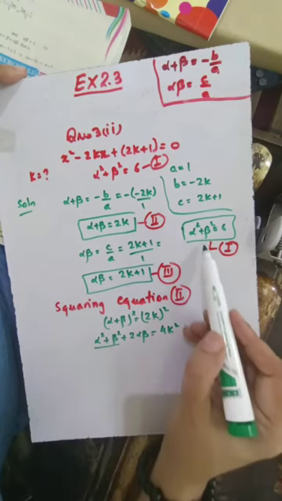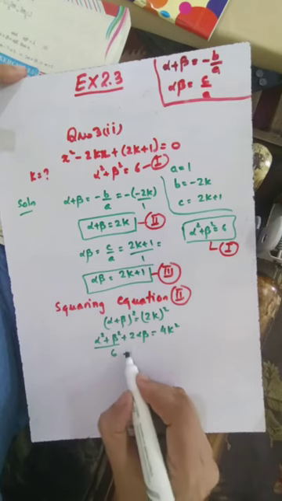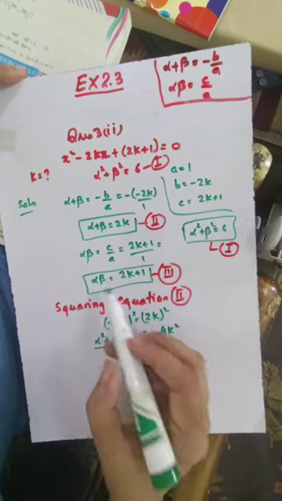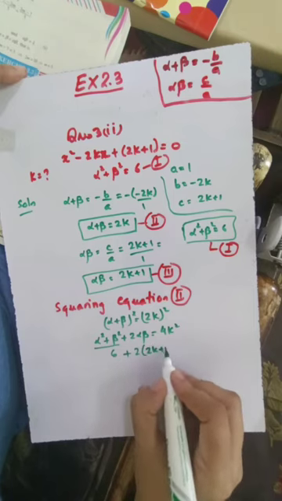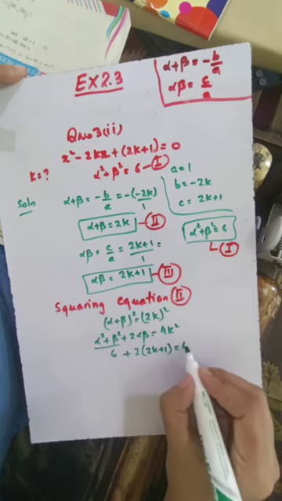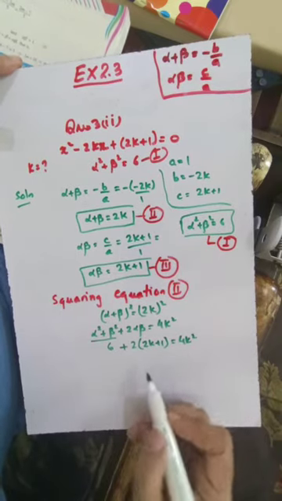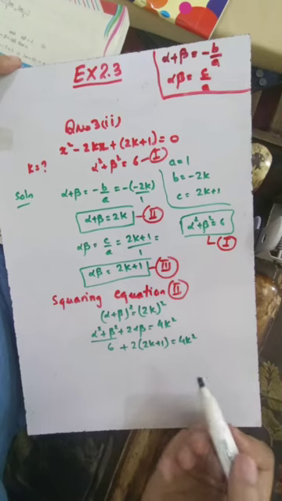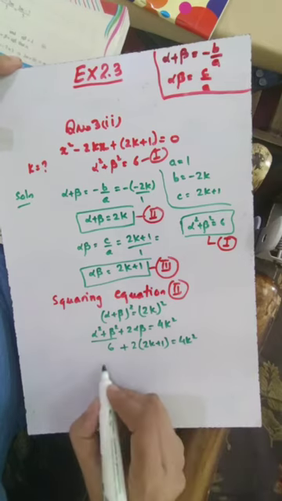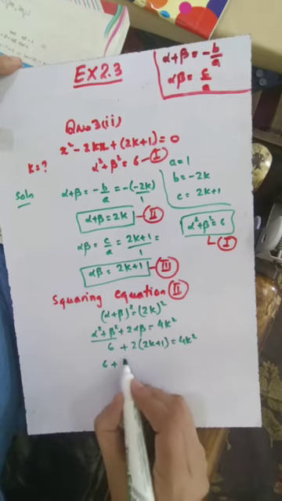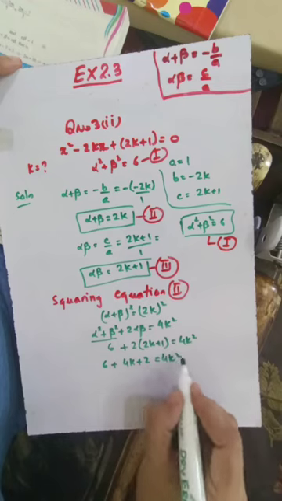Alpha square plus beta square, we can put its value from 1, which is equal to 6. This is equal to 6 plus twice alpha into beta, from this equation it is 2k plus 1, which is equal to 4k square. Now we have got an equation in k which can easily be solved because this is a quadratic equation. We can solve it for the values of k. But first let me simplify it. This will be 6 plus 4k plus 2 is equal to 4k square.